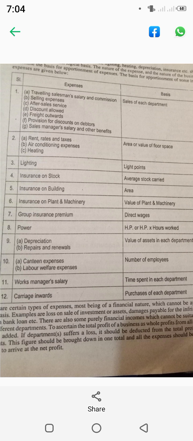Air conditioning expenses. I have a small room, so the expenses I incur on air conditioning will be less as compared to that person who has a huge occupied room. So the same will be applied. If department A or B has air conditioning expenses, it will be distributed on the basis of area or value of floor space. Heating.